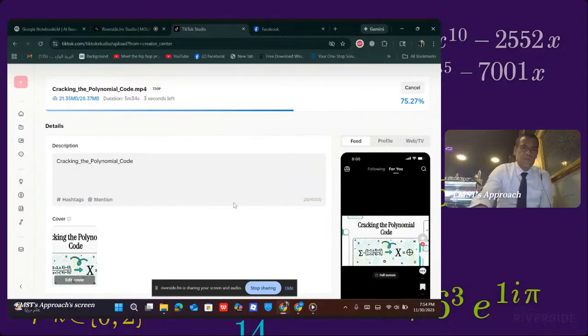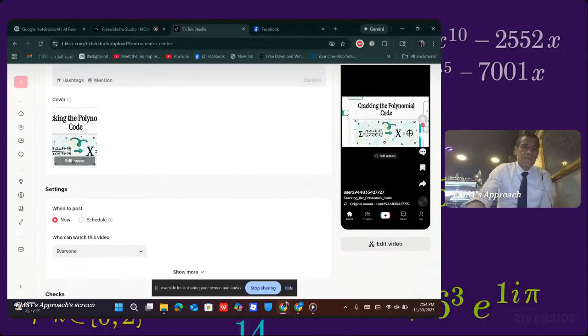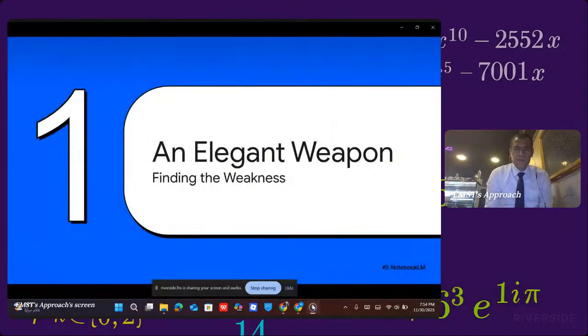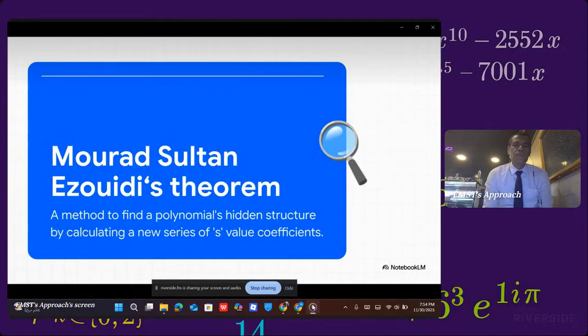See, when you're up against a monster this complicated, a bigger club just isn't going to cut it. Nope, you need a smarter, sharper tool. One that's designed to find its hidden weakness. And that tool is a really clever theorem from Murad Sultanizudi. Now, what's so cool about this is that it doesn't even try to solve the equation head-on. Instead, it's kind of like an X-ray. It lets us see the hidden structure inside the polynomial. And the way it does this is by calculating a whole new set of numbers, these S values, that actually reveal the monster's true, simpler form.